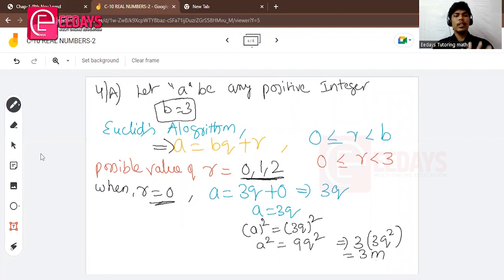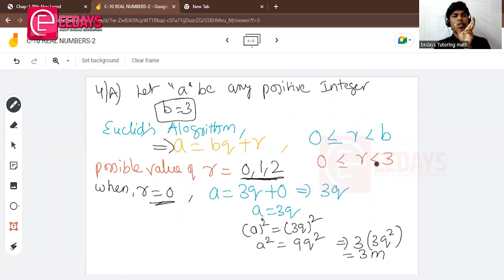So listen carefully. First, for any positive integers given, we need to prove 3m plus 1 like this. So you can take b is equal to 3. Why? Because it is in the form of 3q plus 1. Now Euclid's algorithm: a is equal to bq plus r. So you just write the formula. Here b is equal to 3.